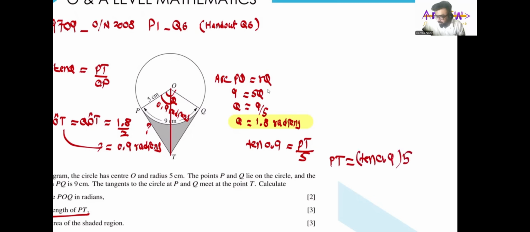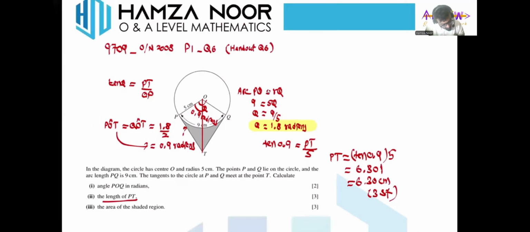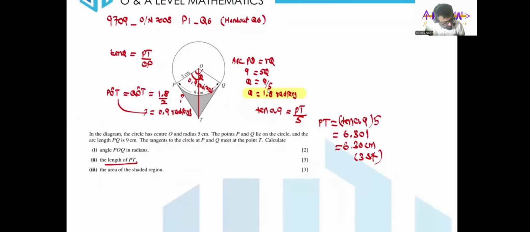So 5 multiplied by tan 0.9. This is how much? 5 tan 0.9 is 6.30079. So 6.301 centimeter. Therefore, correct to three significant figures, 6.30 centimeter. All right, this was the requirement of part 2, the length of PT. So now we need to find the area of the shaded region in part 3.